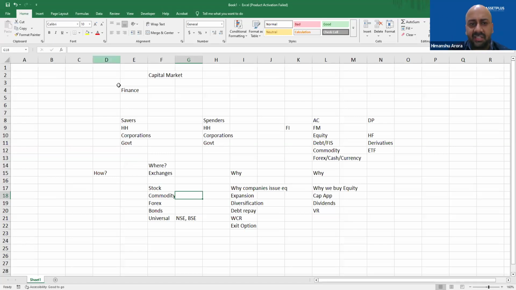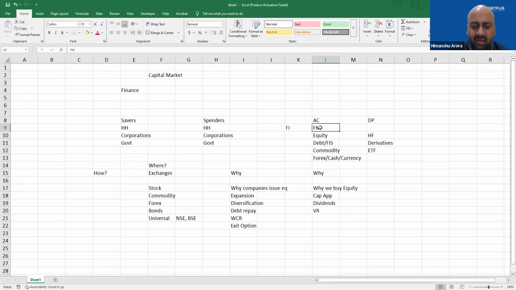So far what we have discussed is, one, what is finance? Finance is the movement of money from savers to spenders. These are the examples of savers. These are the examples of spenders. Now, this finance comprises two channels. One, financial intermediaries, which we are not concerned about. Second, we have financial markets. Financial markets comprise something called asset classes. What do you mean by asset class? An asset class is something where you can park your funds. For example, you have equity, commodity, currency, bonds, real estate, etc.